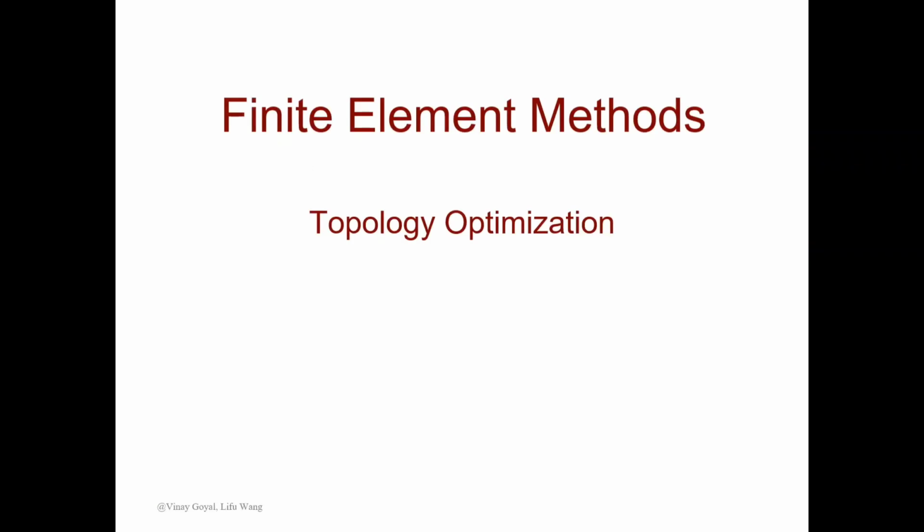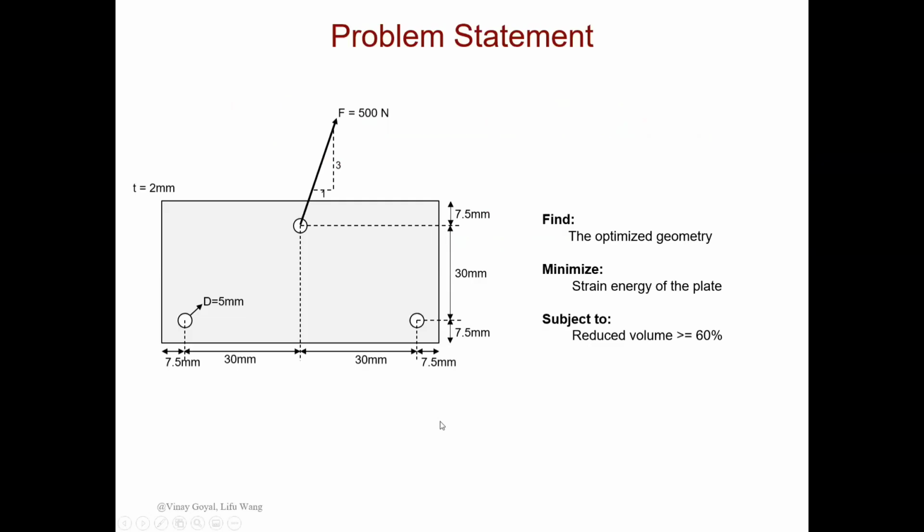Welcome to the finite element tutorial. Today we're going to learn how to use Abaqus to apply topology optimization. So here's our problem statement. This is just a plate with 3 holes of diameter 5 millimeters, and the dimensions are listed here. This is a 2 millimeter thick plate, so we can consider that as a plane stress problem, a 2D problem.